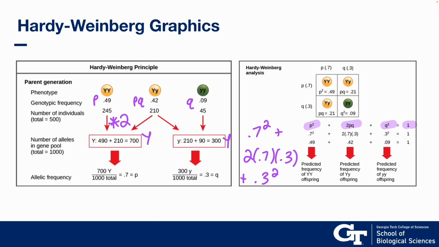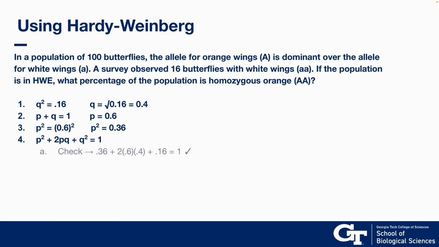I don't like using the Punnett square, but it shows us that the frequency of big Y is 49%, the frequency of the heterozygote is 42%, and the frequency of the homozygote recessive is 9%. So that's how we would analyze Hardy-Weinberg.